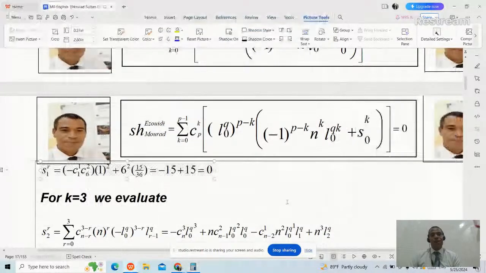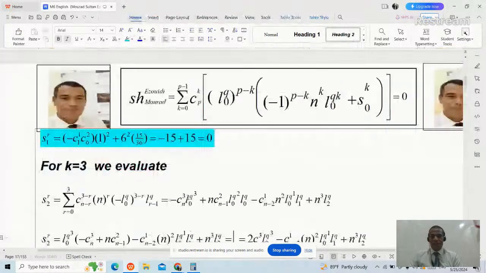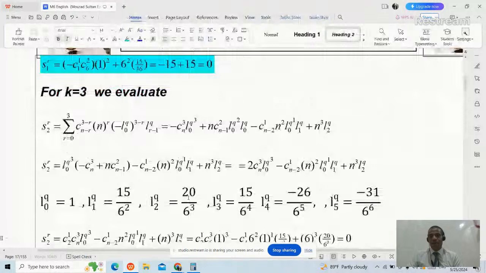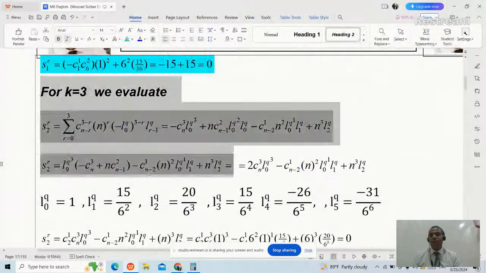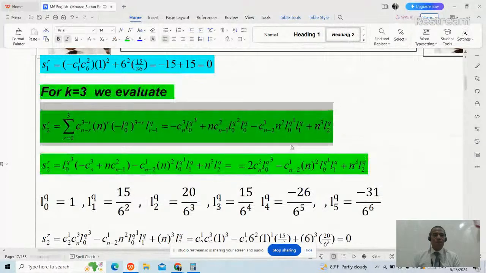Therefore, learners, to continue finding the value of S2 and S3, we should set k equal 3. This is very important, learners, to set k equal 3, which means that you are going to find the value of S2. Of course, the value of S2 will be derived from the discriminant formula of Mourad.